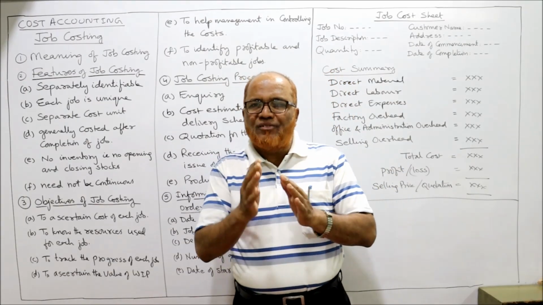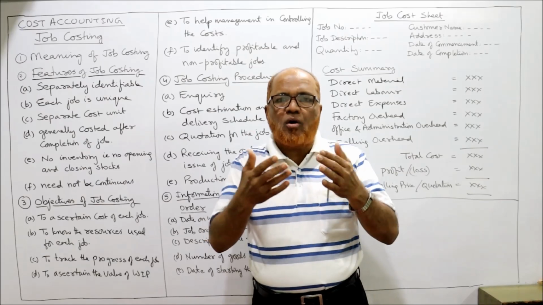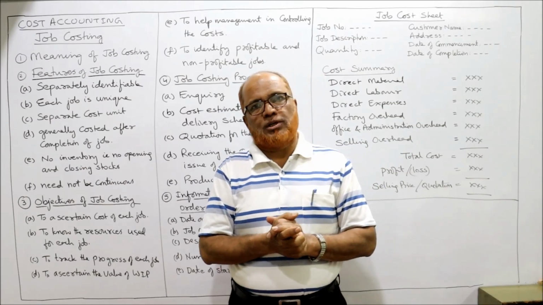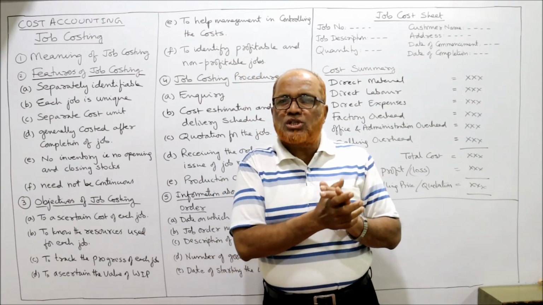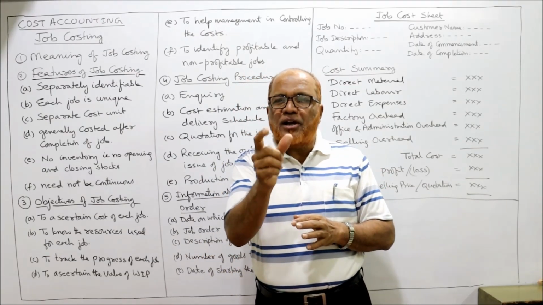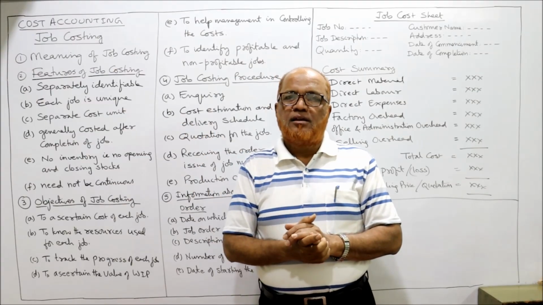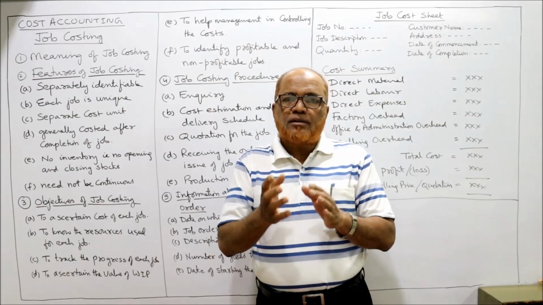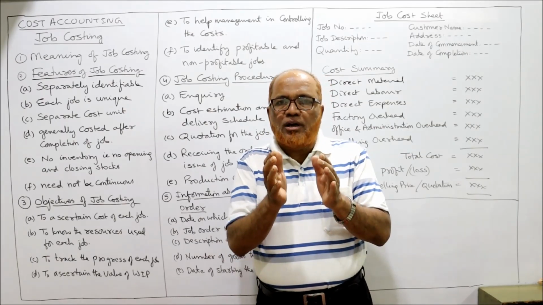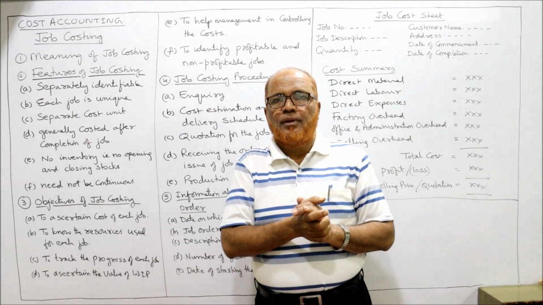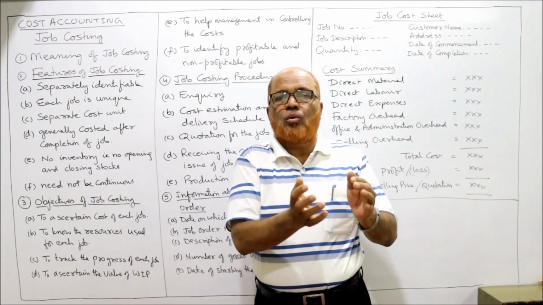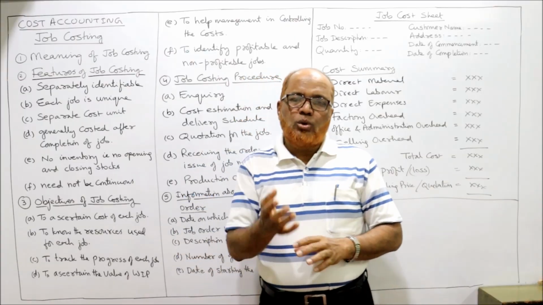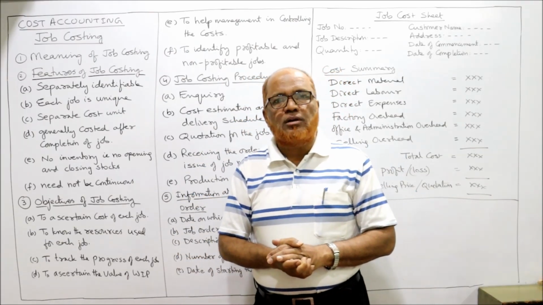Before starting the job costing, first we'll recall what type of industries will follow unit and output costing. The unit and output costing will be applied in those industries where production is continuous. The units are identical in nature. That means goods are produced in order to keep them in stock. Before the demand comes, the goods are already made by the producer and kept in the stock. Those industries will apply unit and output costing.